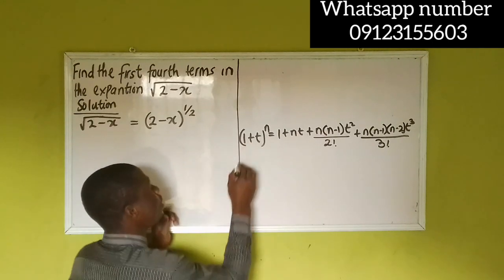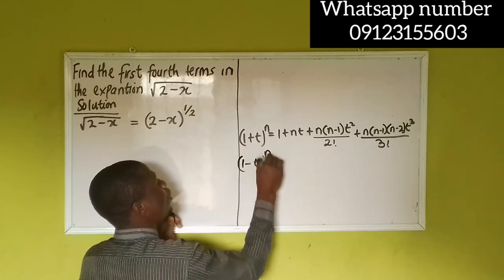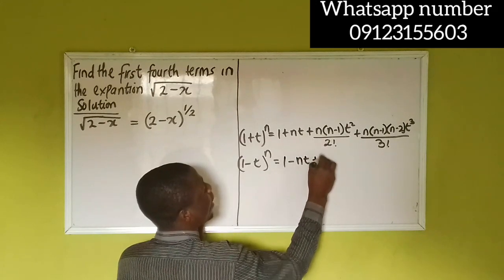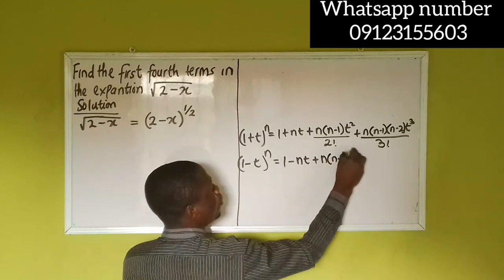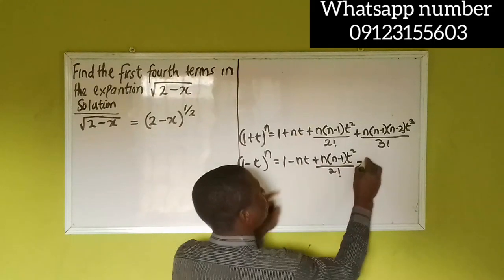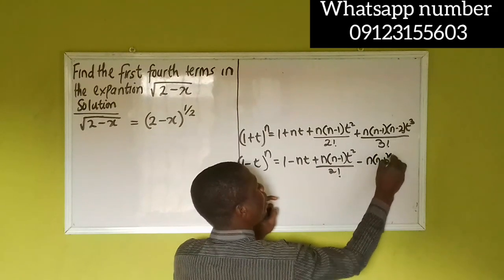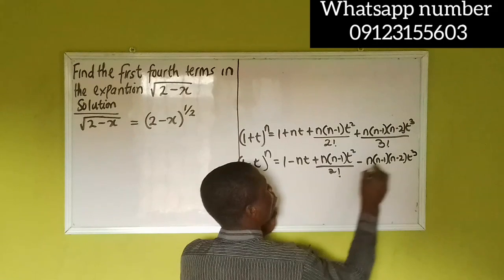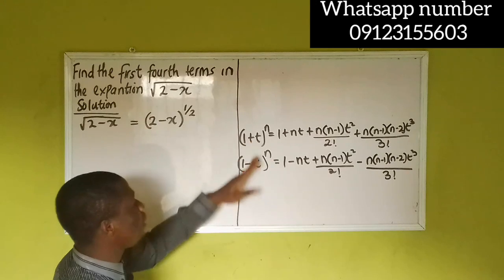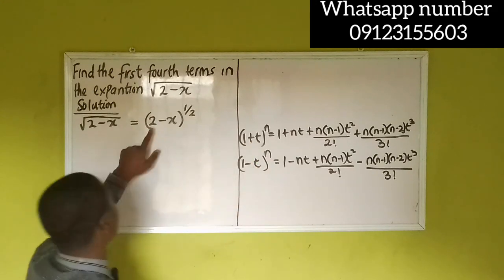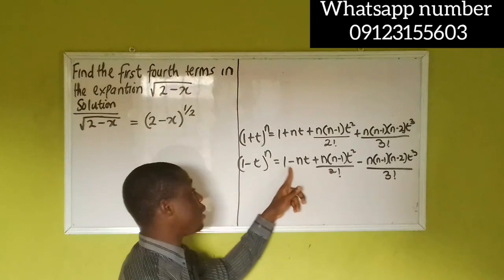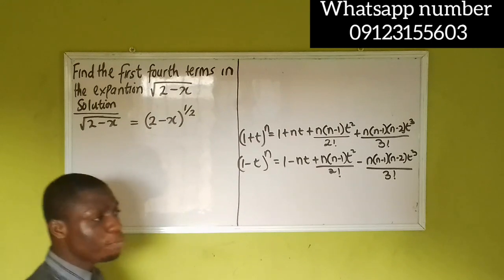For negative, we said 1 minus t to the power of n is equal in value to 1 minus nt plus n into n minus 1 t squared over 2 factorial minus n into n minus 1 into n minus 2 t cubed over 3 factorial. This is the positive formula, while this is the negative formula. For this question, I'm having a negative sign inside, so I'm using this formula to solve this question. But there is something to observe.